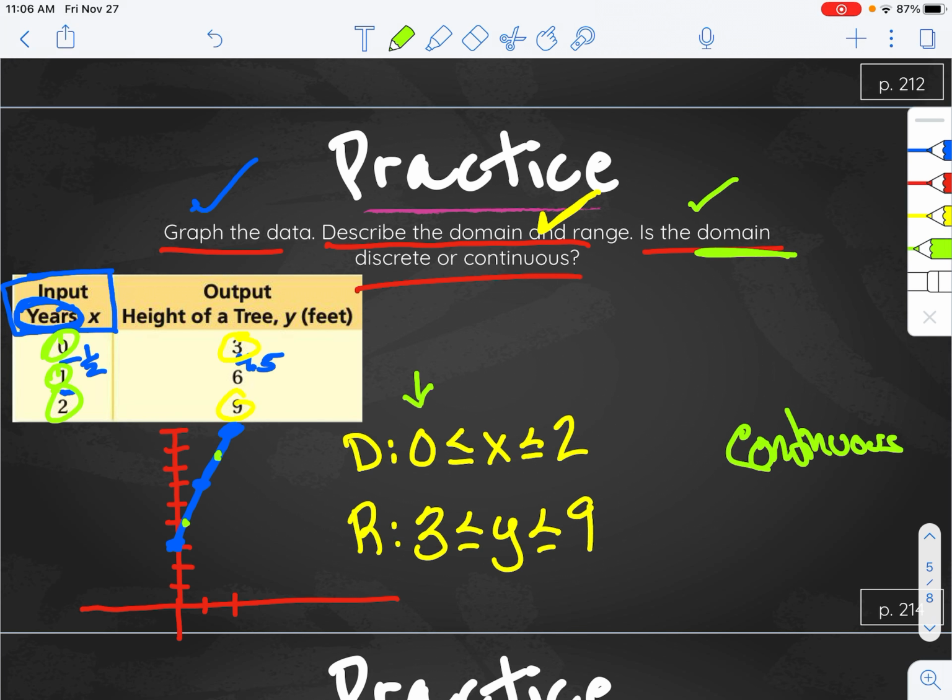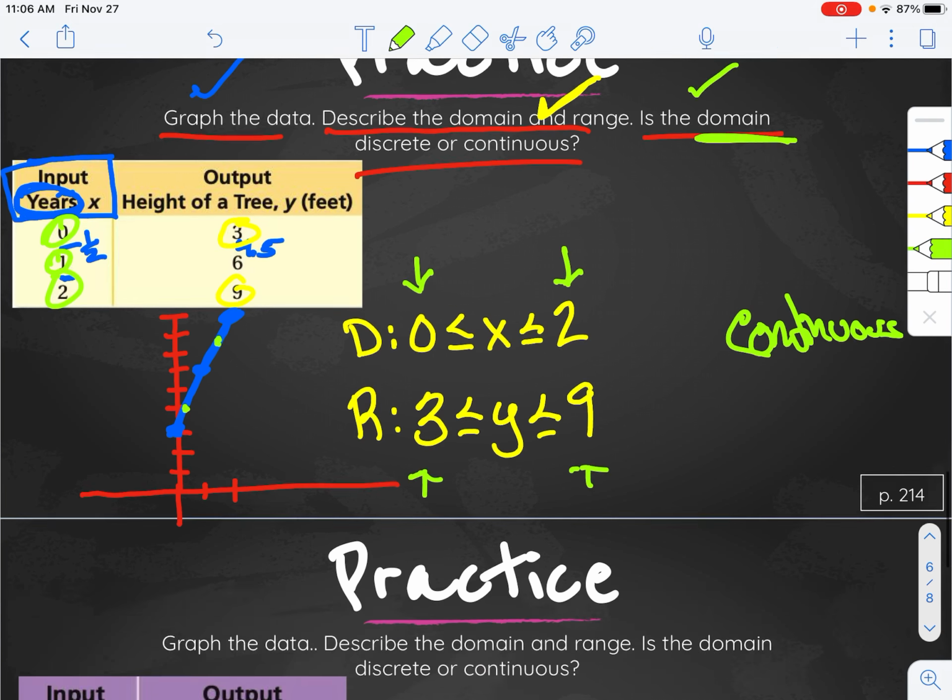And since it's continuous, we say the domain can go from 0 to 2, and by writing it in this form, that tells the reader that it's any number in between 0 and 2 for the domain, and for the range, it's any number between 3 and 9.